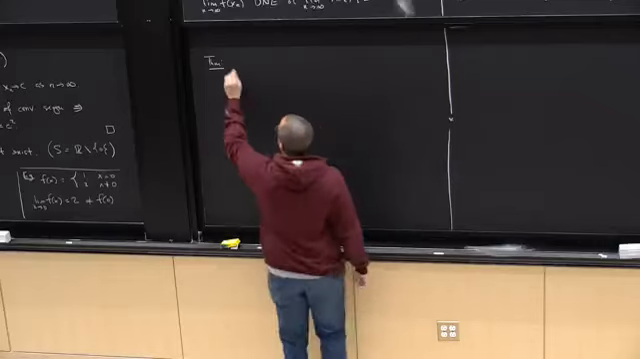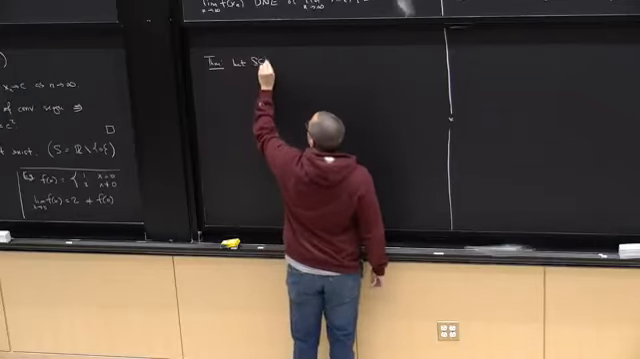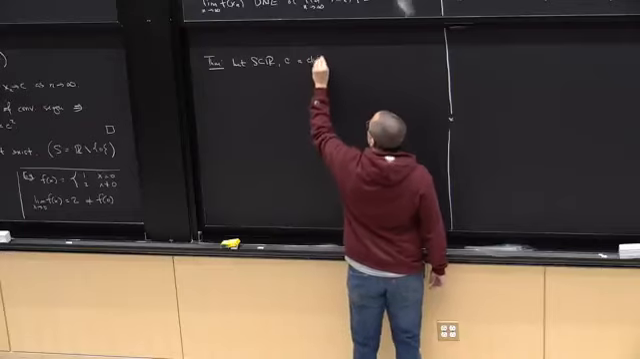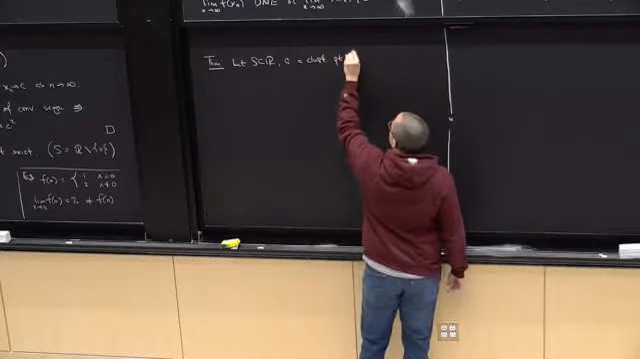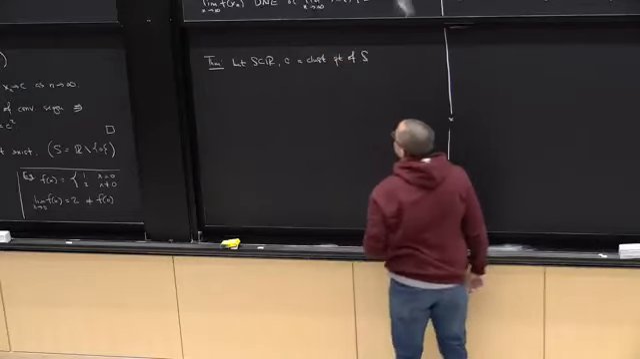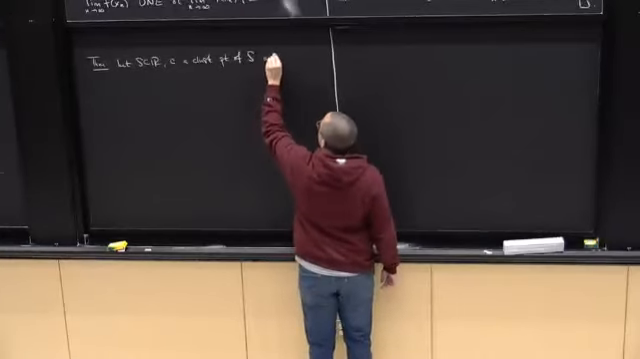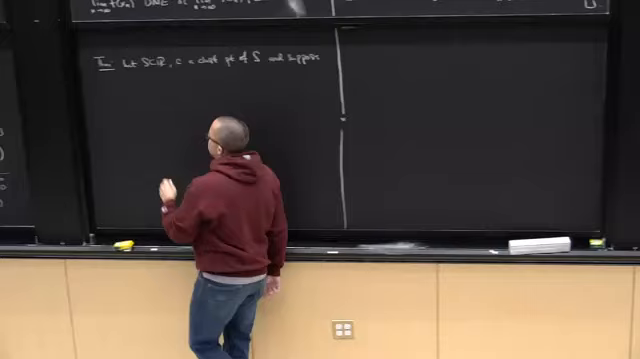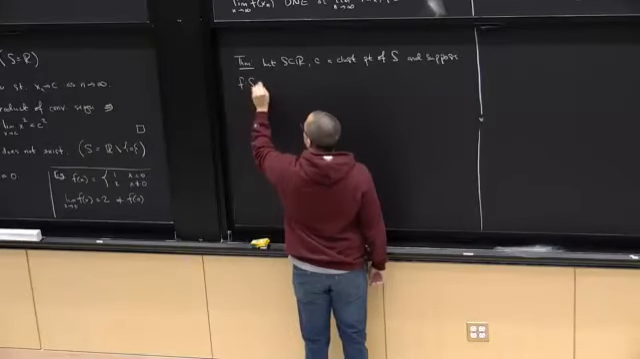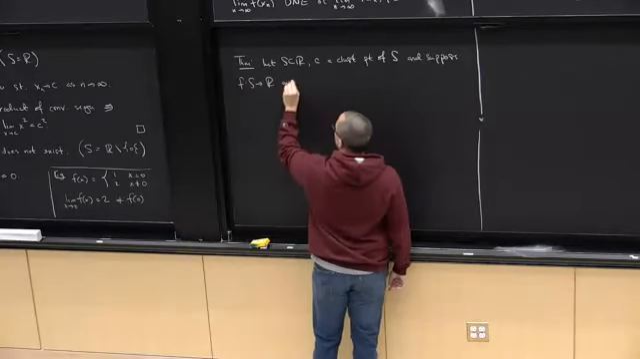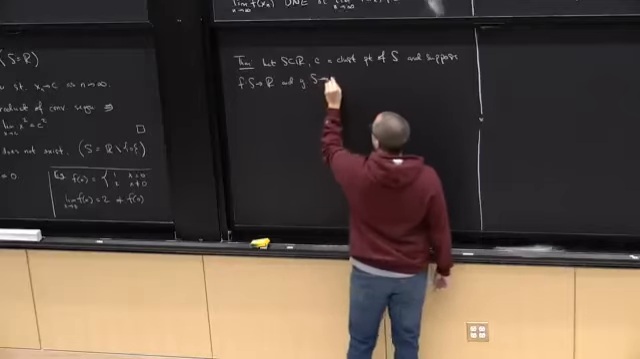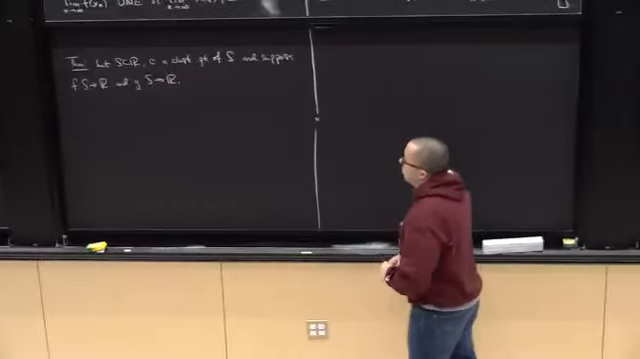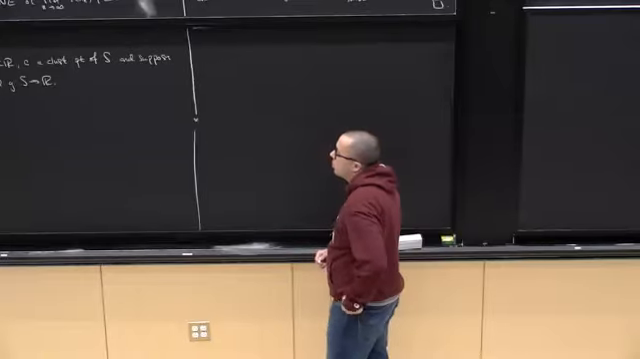So let S be a subset of R. Let c be a cluster point of S. And suppose I have two functions, f going from S to R, and g going from S to R. Okay?